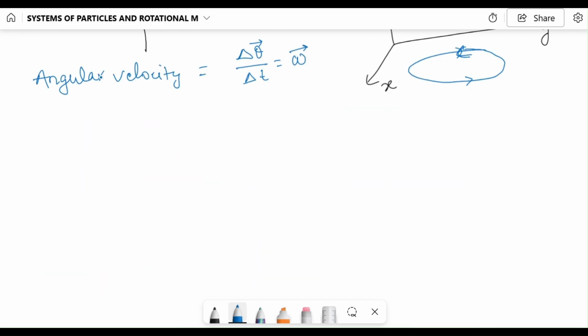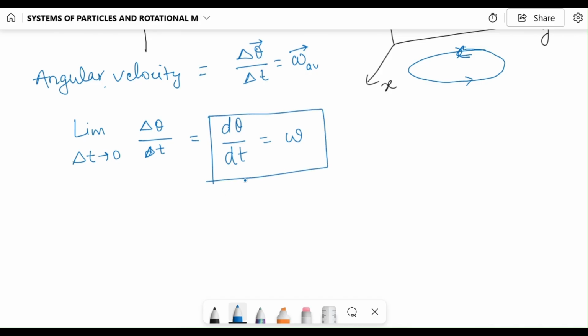Now, this is a kind of average. If we take the limit for this time interval tending to 0, we are going to find the instantaneous angular velocity. So this will be delta theta by delta t. I'm just not writing the vector sign now. And then we denote this as d theta by dt, and this is omega. Let me write it here, average. So this is the instantaneous angular velocity.